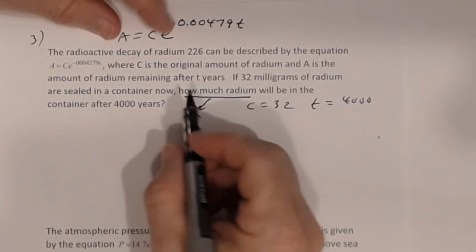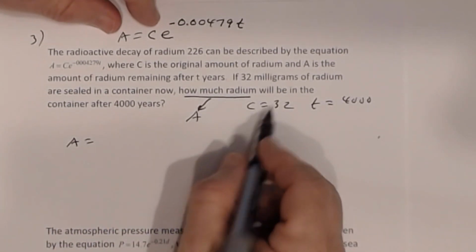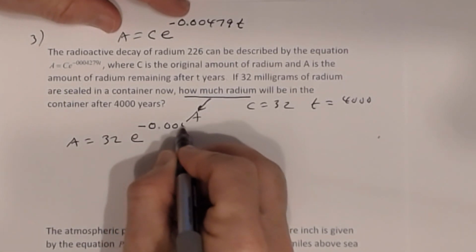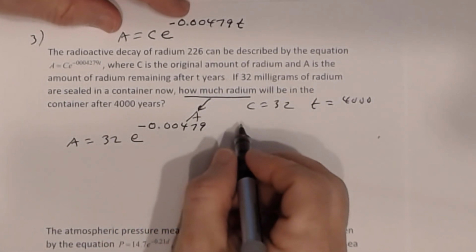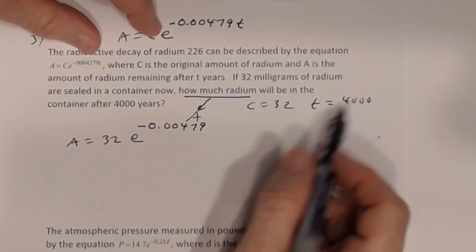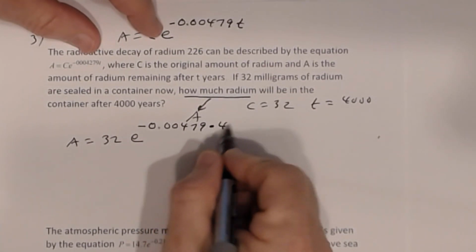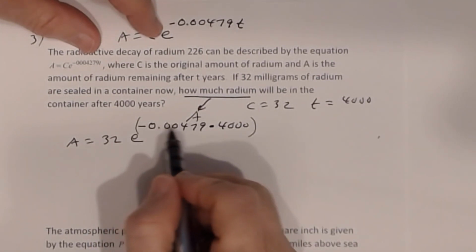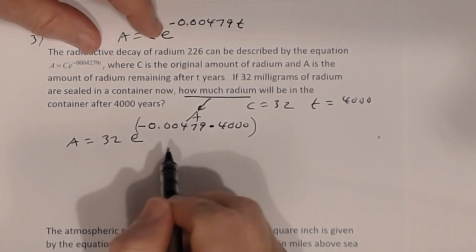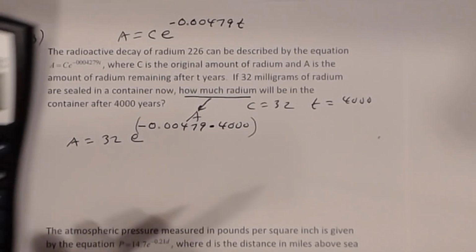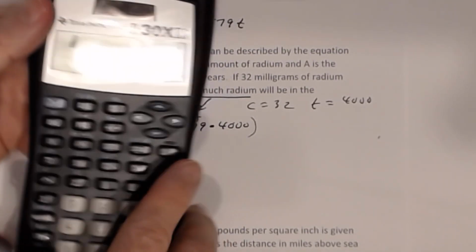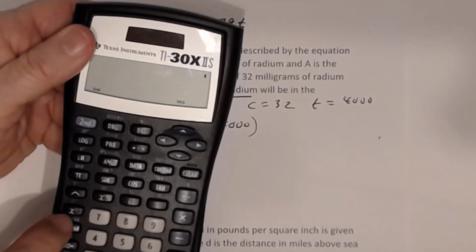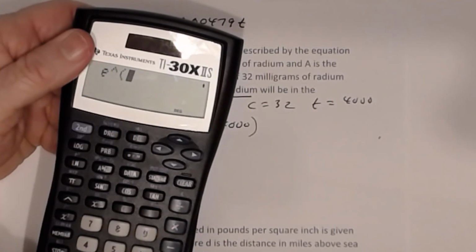Okay, so let's go ahead and substitute. So we get A equals C, which is 32, times e to the negative 0.00479 times 4,000. And when we put this in the calculator, we're going to put this in parentheses, all right, because you're multiplying two numbers together. All right, so remember how to use your calculator. You got to know how to use your calculator. So in this calculator, to get to E, remember you got to press second. I'll just show you right now. You're going to press second, and then the ln button. And you see that's your E function.